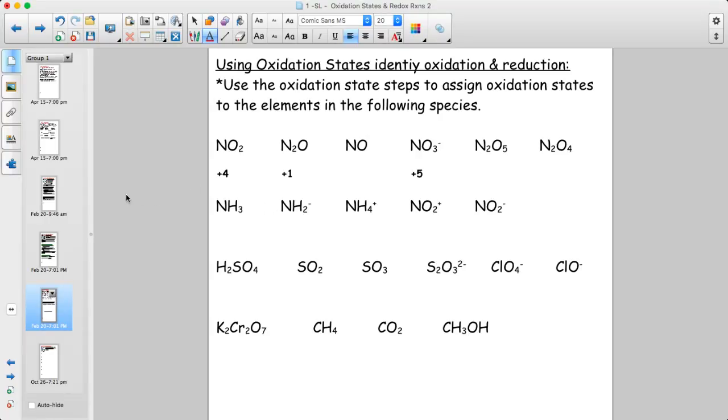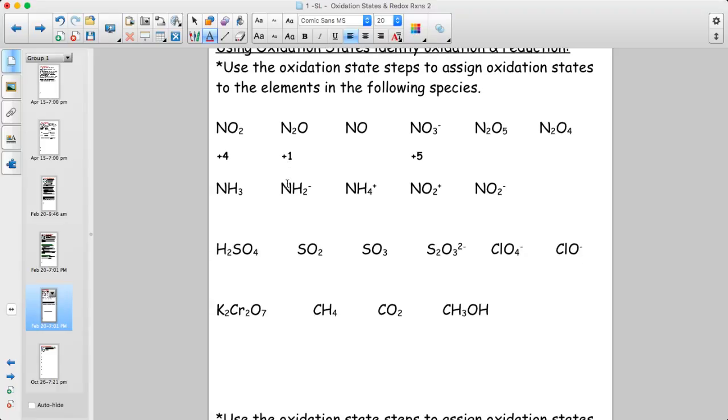So if you got stumped in any of this stuff, make sure to stop the video, go back, check it out, re-listen to it, and by the time you get to class, I want you to know the definitions of oxidation and reduction, how sometimes they apply, sometimes they don't, and the rules for assigning oxidation states to elements in particles.